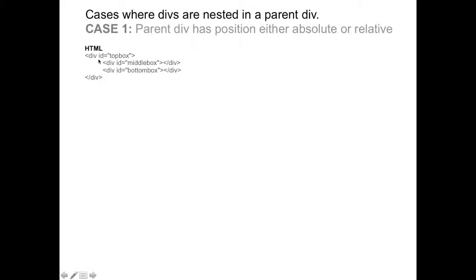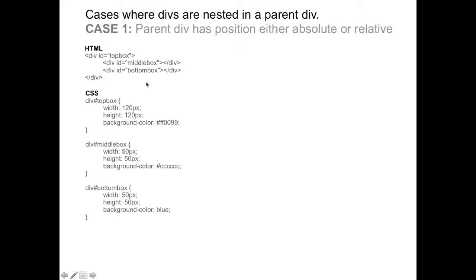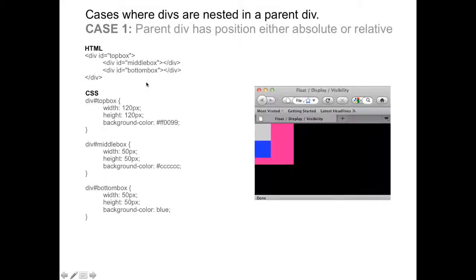We have a parent div whose ID is top box. It has two children. The first ID is middle box. The second has an ID of bottom box. And if we have this syntax in CSS, this is what we get. So we have a big parent fuchsia box, which is called top box. It has two children, middle box, which is the gray, and bottom box, which is the fuchsia.